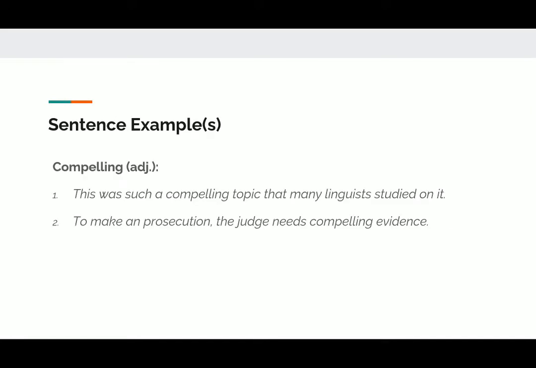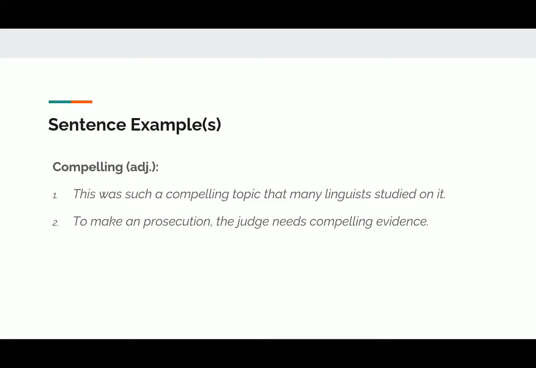So let me give you two sentence examples for the two meanings. One is, this was such a compelling topic that many linguists studied on it. So it means this was a very good topic that is catching attention by many linguists, so they study on it. So when you are trying to say something is very attractive, something is very arousing interest, you can say something is very compelling to be more academic.